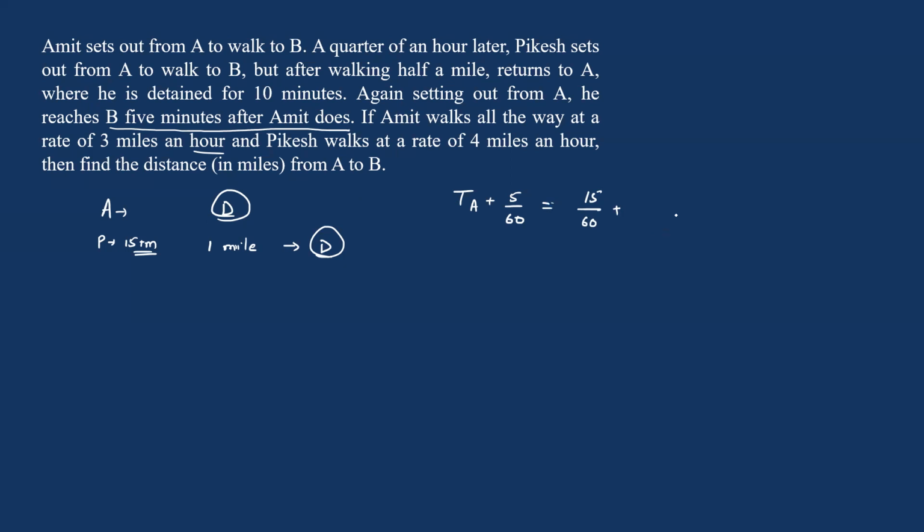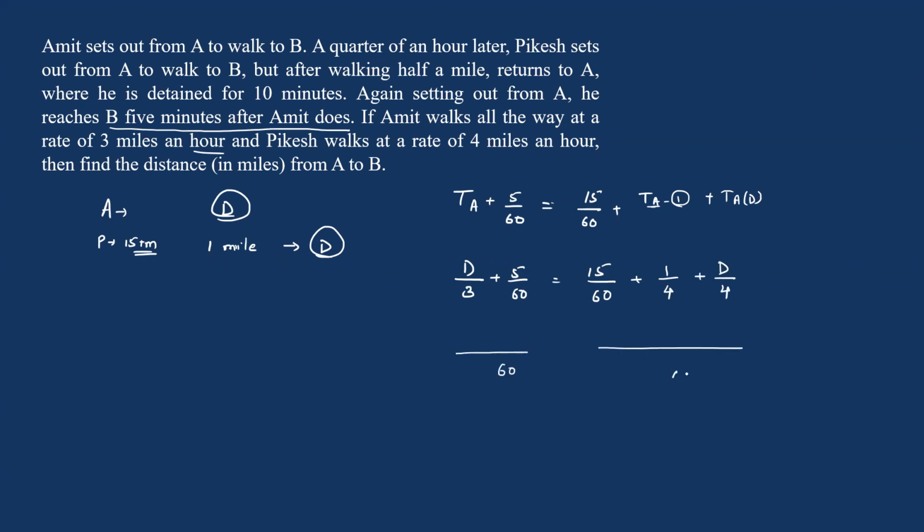Clear? And then what do we have here? Then he travels 1 mile at a speed. So time taken by Amit to travel 1 mile, and then time taken by Amit to travel D miles. Clear? So if I understand, D by 3 plus 5 by 60 is equal to 15 by 60 plus 1 by 4 plus D by 4. So best thing to do is let's take 60 as an LCM here and 60 as an LCM here. So this gives us what, guys? 20D plus 5, 60 gets cancelled, which is 15. Now 4 into 15 is 60, plus this is 15D.